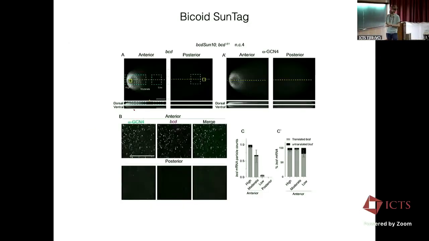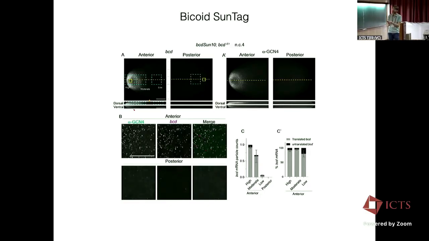So we made a bicoid SunTag line, and this is the in situ. Bicoid is in the anterior side. This is not super clear, we should probably outline where the embryo is. And this is the antibody against the SunTag, and you can see it nicely right in the anterior pole. We can then do the comparison. Again, it's not super great on this slide, but you can see clear localization of the spots.